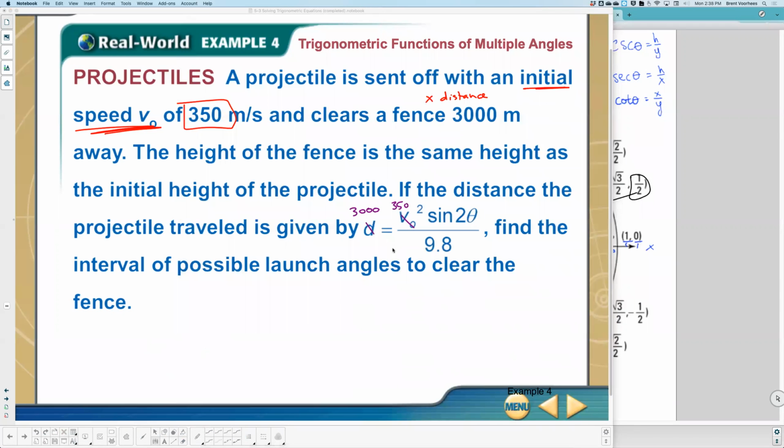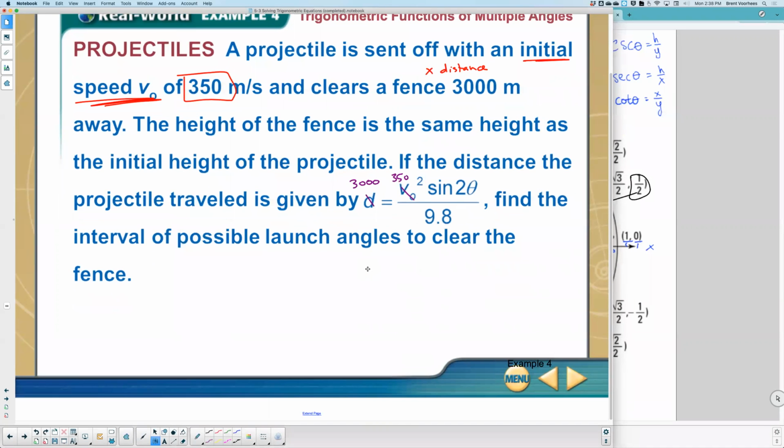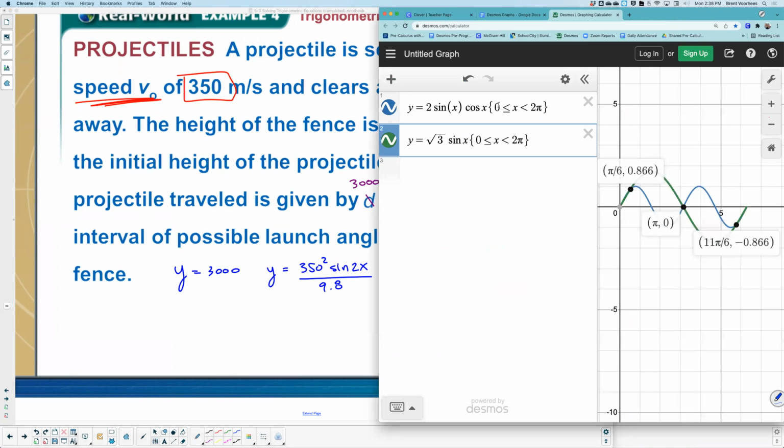So I'm going to come back, and what we're going to say is I'm going to put this as y equals 3,000 and y equals 350 squared sine, what I'm going to do is 2x divided by 9.8. Y'all know what 9.8 is? Gravity, 9.8 meters per second squared. So let's go to our calculators, and I'm going to graph these now.